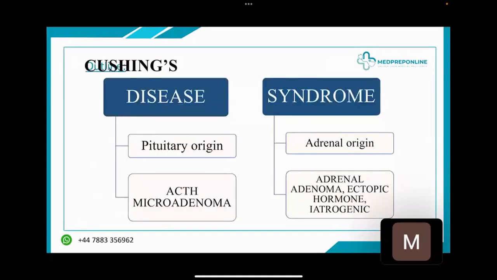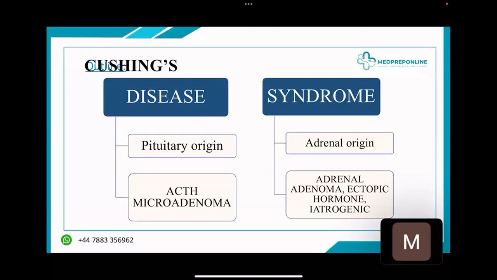Now Cushing's. We have a lot of debate, or rather a lot of confusion, with regards to what is disease and what is syndrome. So once and for all, let's clear it. Disease is whenever there is a pituitary lesion. If there is a pituitary neoplasm, this is classified as Cushing's disease. So here you have pituitary microadenomas or macroadenomas, correct?